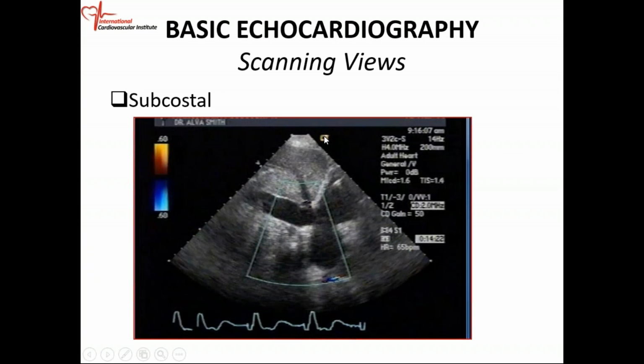Again, remember, this is your transducer. This is your inferior vena cava, big blood vessel. This smaller one is your hepatic vein. The hepatic vein drains into the inferior vena cava.